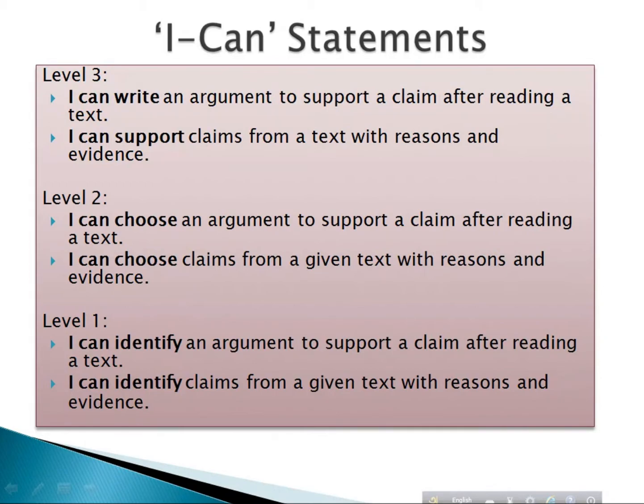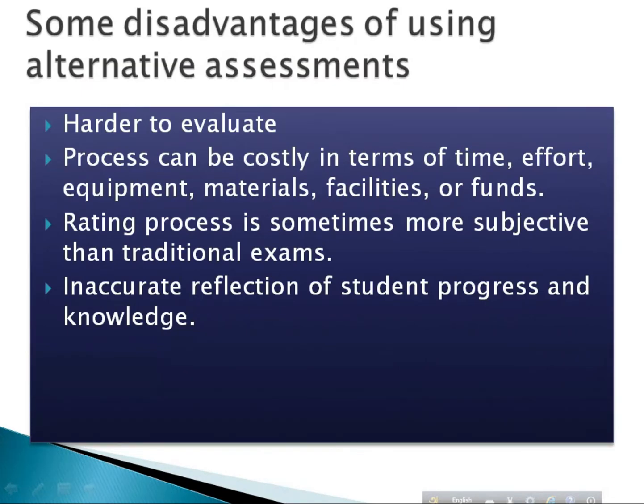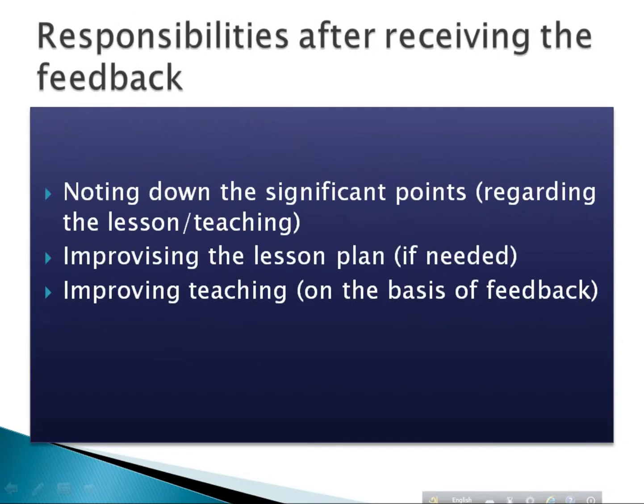So it can start with level 1 and then move on to level 2, level 3, level 4, 5, the way I want actually. And it also depends on the level of the learners, of course. And yes, so far I have been mentioning only advantages of using alternative assessments, but there could be some disadvantages, of course. The very first point which I'd like to mention is that sometimes it's hard to evaluate, and it requires too much effort. Sometimes it also requires funds. And then the rating process is sometimes more subjective. Yes, of course, because in traditional exams, we don't have this kind of thing. But here it could be more subjective, and then an inaccurate reflection of student progress and knowledge. Maybe this could be an issue, of course, sometimes.